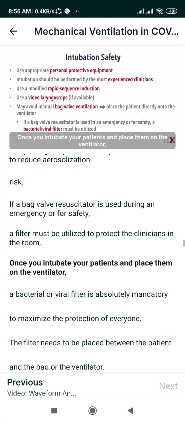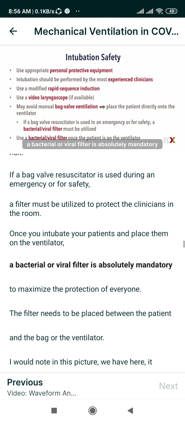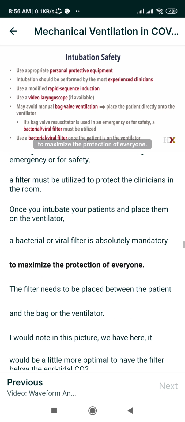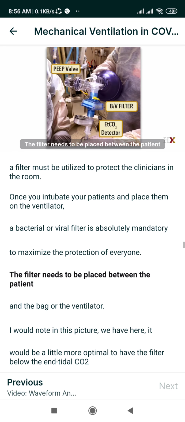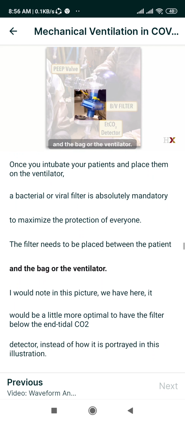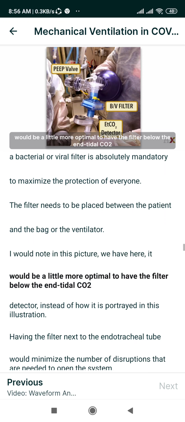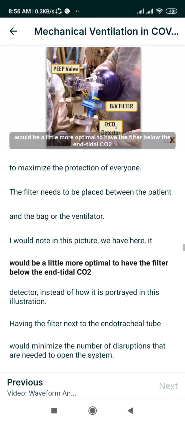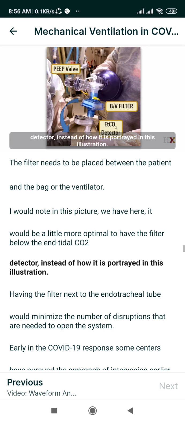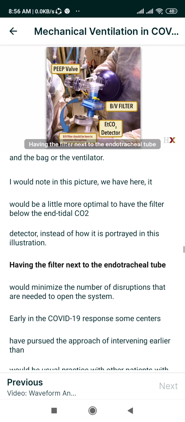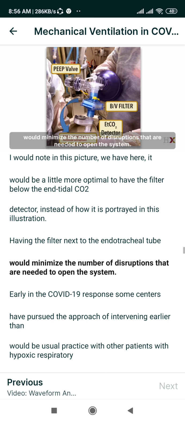Once you intubate your patients and place them on the ventilator, a bacterial or viral filter is absolutely mandatory to maximize the protection of everyone. The filter needs to be placed between the patient and the bag or the ventilator. I would note in this picture we have here, it would be a little more optimal to have the filter below the end-tidal CO2 detector instead of how it is portrayed in this illustration. Having the filter next to the endotracheal tube would minimize the number of disruptions that are needed to open the system.